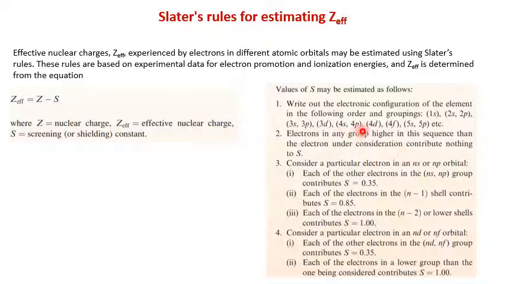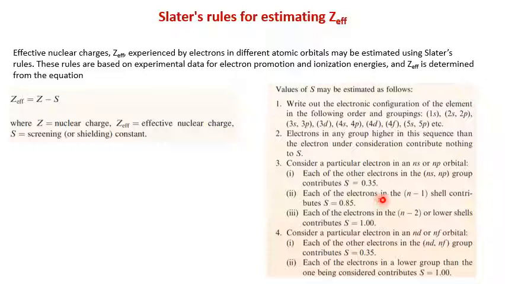Now we consider a particular case, ns np. Take the 4s 4p orbital group, for example 4s2 4p6. If you want to calculate the effective nuclear charge of that outermost electron, you have to calculate in this way. Other than the electron in consideration, all the other electrons in this ns-np group, like 5 electrons, will contribute 0.35 each to the S value.